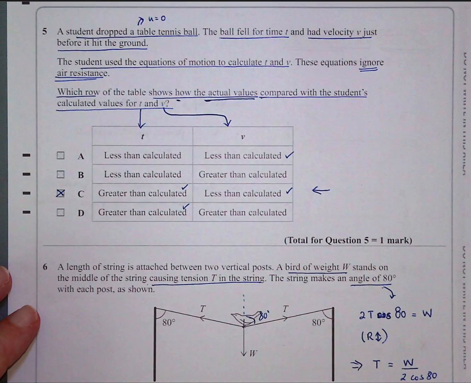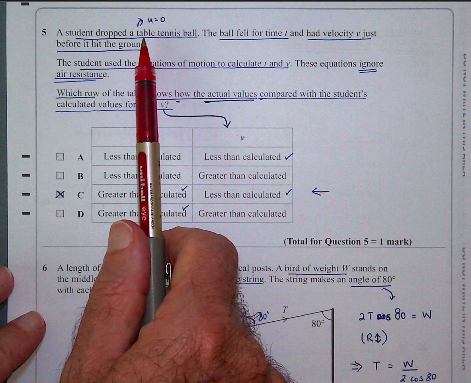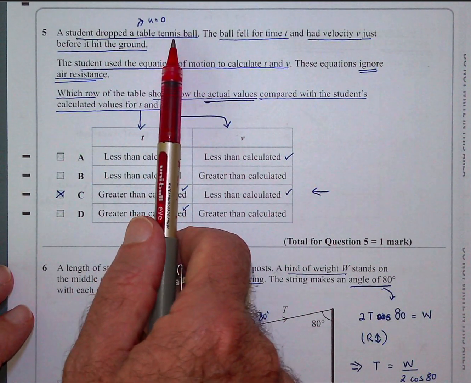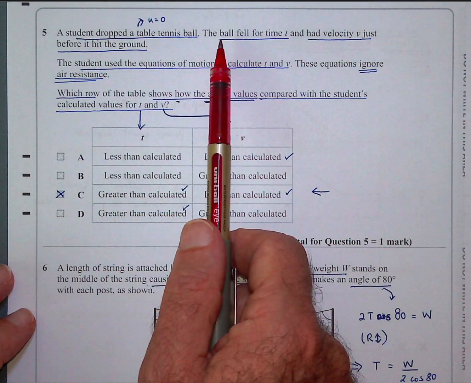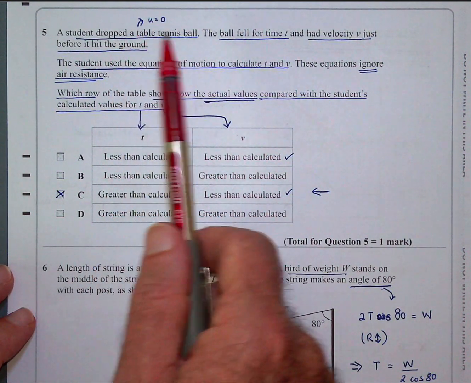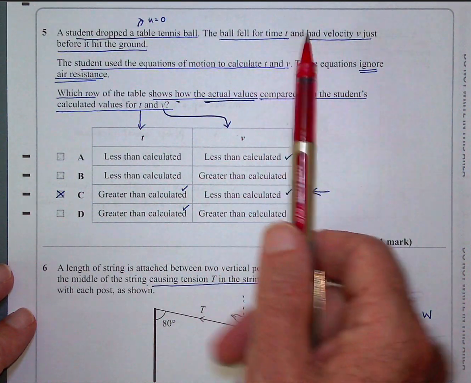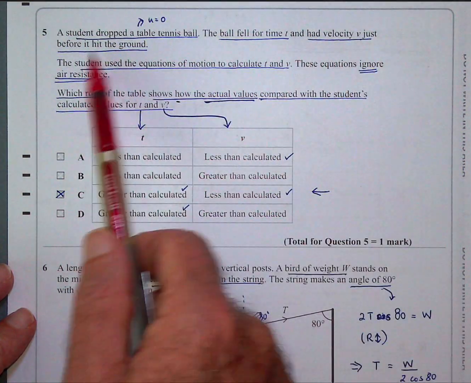Next question is question 5. It says a student dropped a table tennis ball, and the ball initially was 0. Dropped means it's just fallen out of the hand, not with velocity. The ball fell for time t and had a velocity v just before it hit the ground.